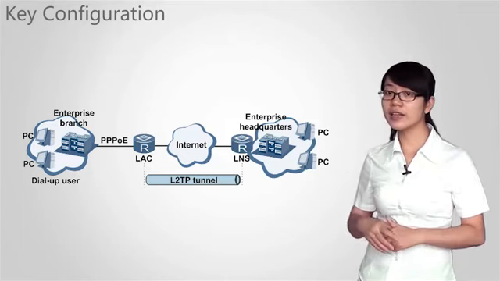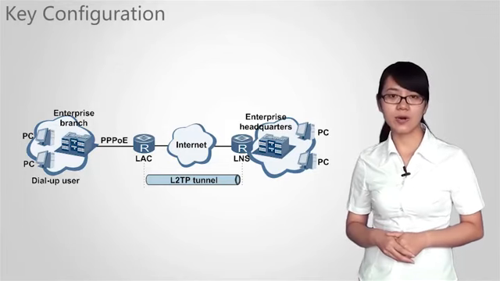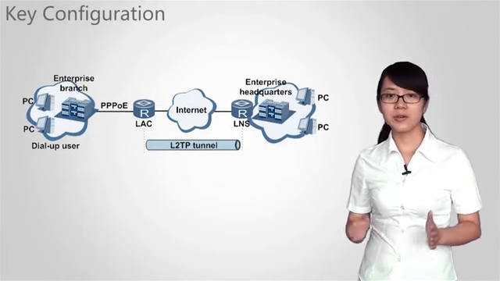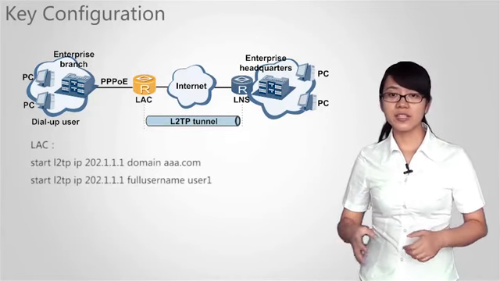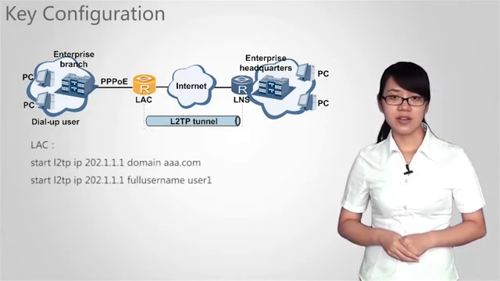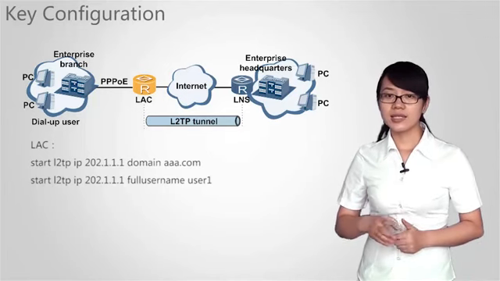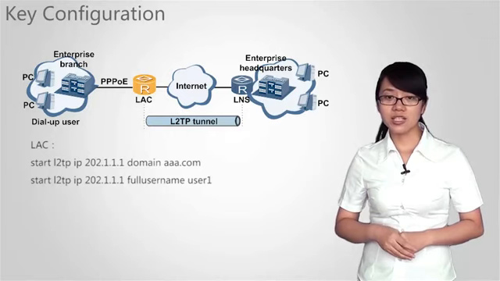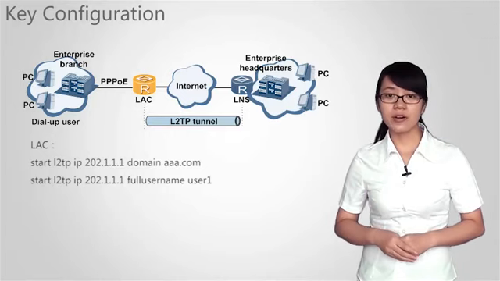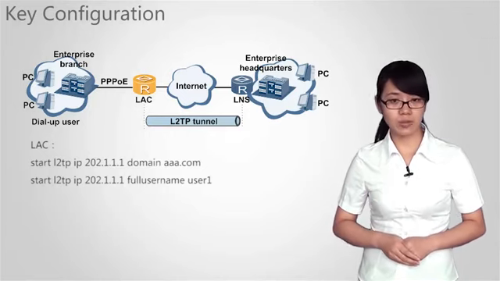Well, how do you configure a device as a LAC or an LNS? You can run the start l2tp command to configure the device as the LAC. From the command, we can see that the LAC can set up an L2TP connection with the public network address of the LNS by username or domain name.